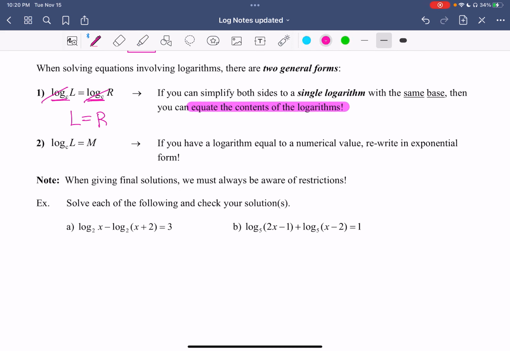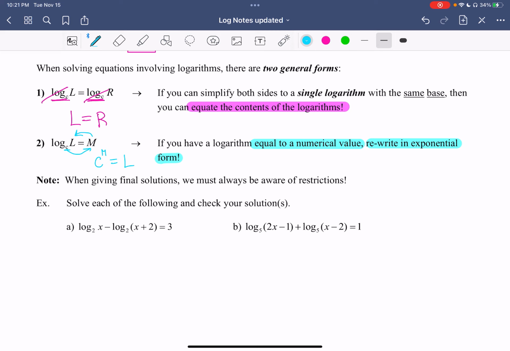Okay. The other one is log base c of L equals m. If you have a logarithm that's equal to a numerical value, you're going to rewrite it in exponential form. So this is what we've been doing at the beginning. Grab the base, arrow out, arrow in, so that's c to the power of m equals L. So that's your little loop-de-loop.